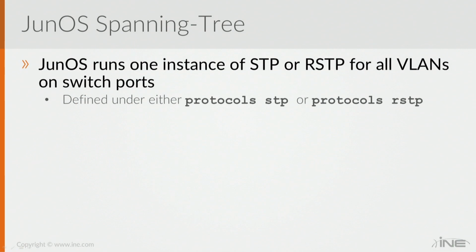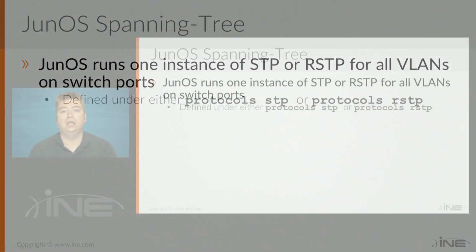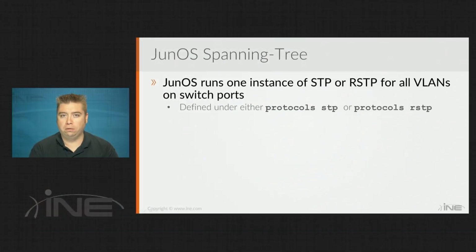Now, in JunoOS, we essentially have two different variations that we can run for spanning tree. We have the original legacy protocol, which is going to be defined under protocols STP. And then we have the rapid variation that is going to be defined with protocols RSTP. Depending on the particular platform and the specific version, you may sometimes be running protocols STP by default, or you might be running protocols RSTP by default. But in general, in a real implementation, you would want to be running the rapid variation.